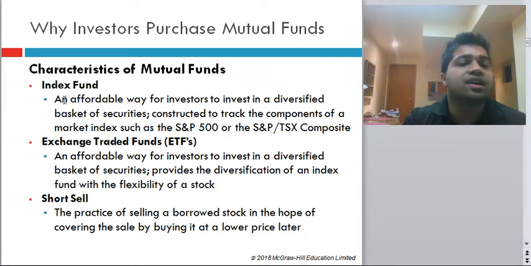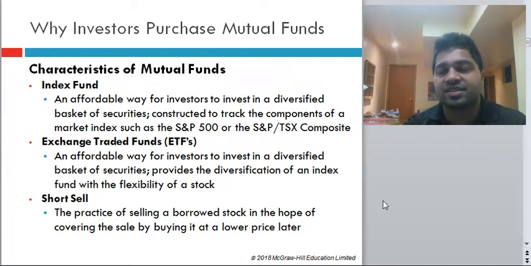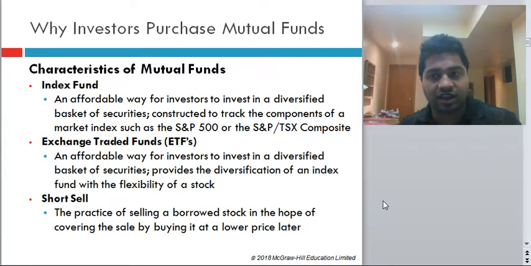So index funds are an affordable way for investors to invest in a diversified basket of securities constructed to track the components of a market index such as the S&P 500 or S&P TSX Composite. Exchange traded funds, or ETFs, are also an affordable way to invest in a diversified basket of securities. They provide the diversification of an index fund with the flexibility of stocks. Index funds that are listed on an exchange are called exchange traded funds.